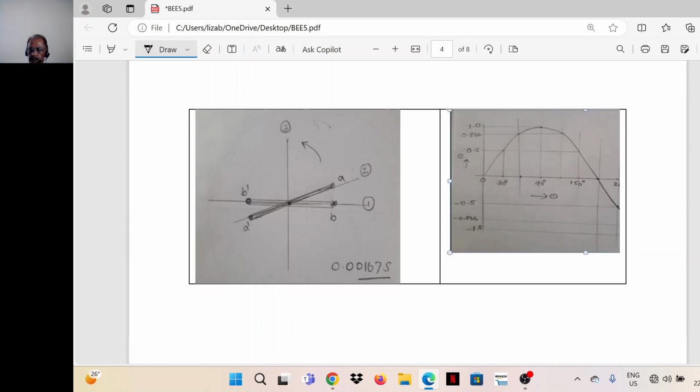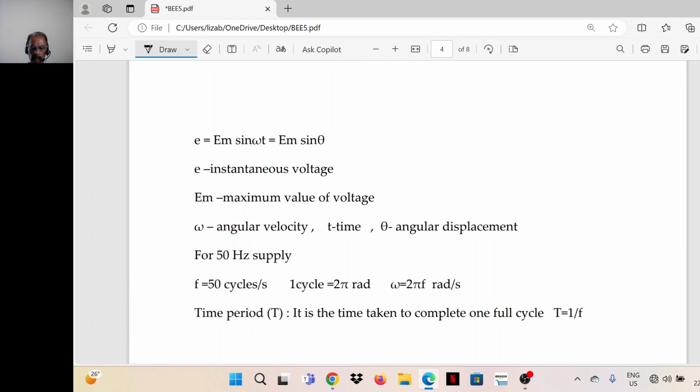So the induced EMF equation is equal to Em sin theta, or Em sin omega t, where omega is the angular velocity. Assume the coil is making 50 revolutions in 1 second. So 50 cycles of EMF are induced in the coil.